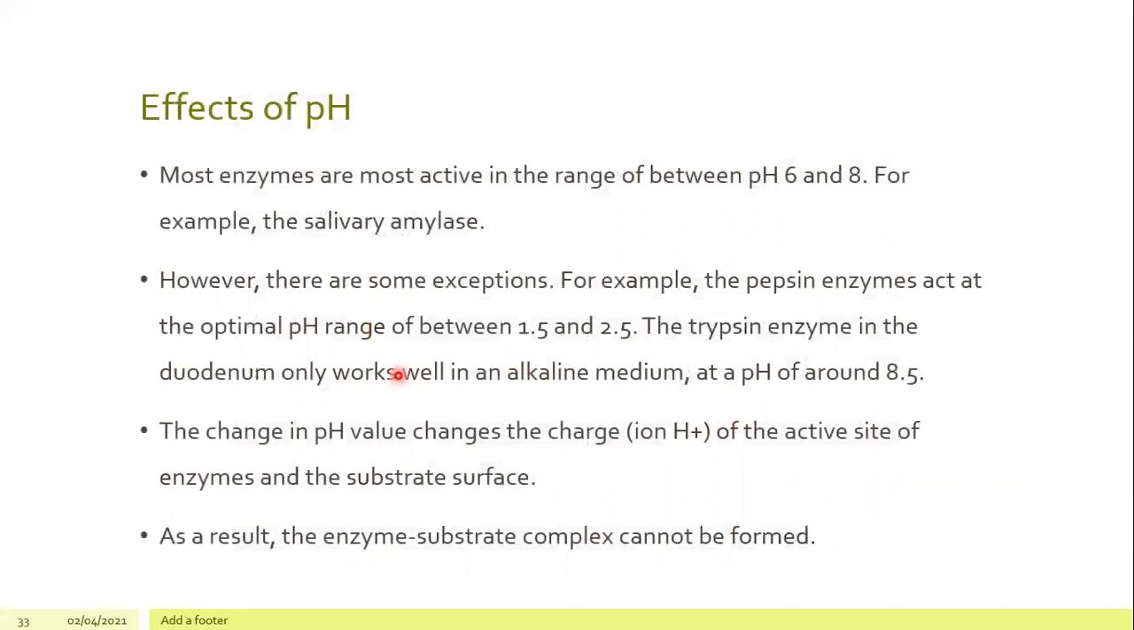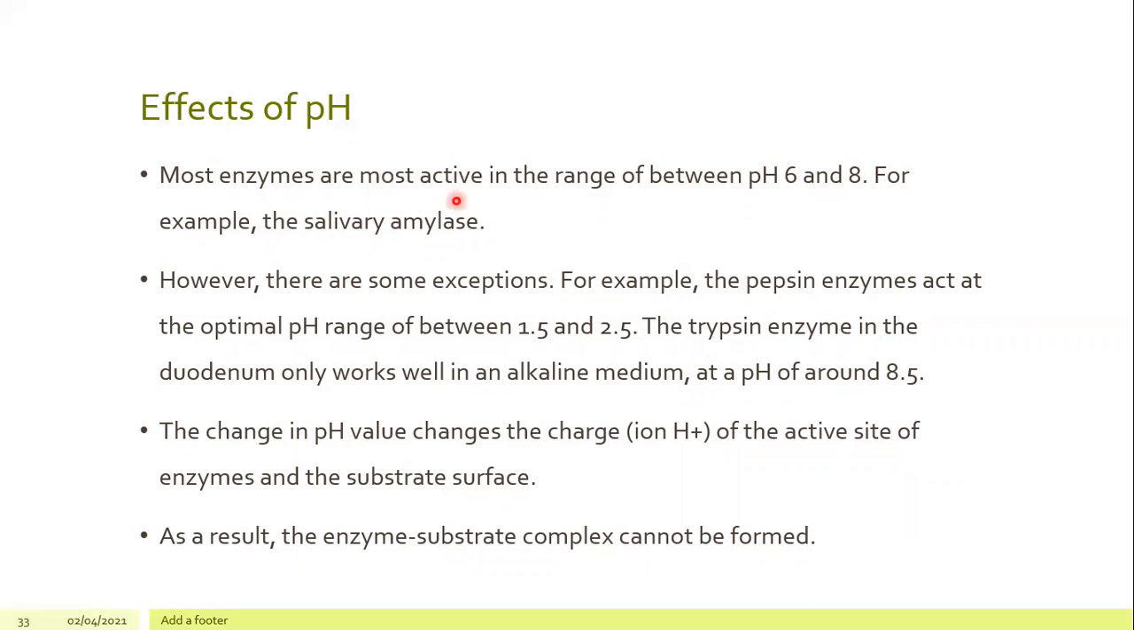The next factor that is going to affect our enzyme is the effect of pH. pH is the balance between acid and bases or alkali. Most enzymes are most active in the range of between 6 and 8. In our human body it is around 7. For example, salivary amylase, which you can find in your saliva, has the function of digesting your carbohydrates.